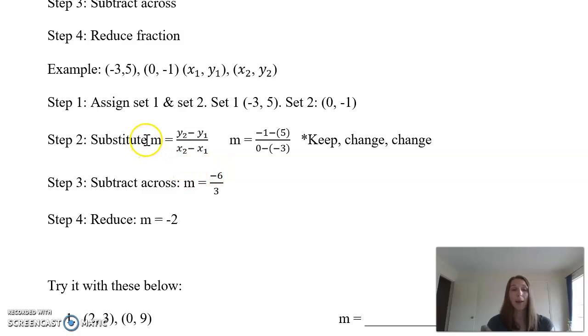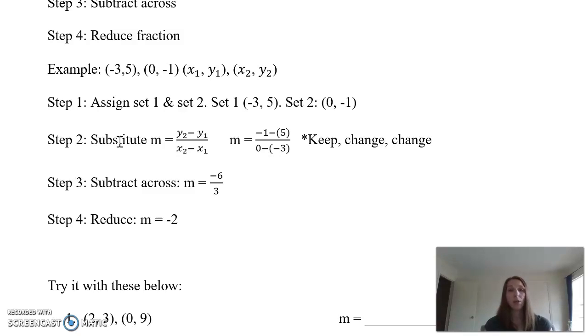And I kept m equals to remind us that we are finding the slope. That's what we are doing here. We're trying to find the slope, and that's why m is still there. So in all of these equations, you'll see the answer read as m equals.